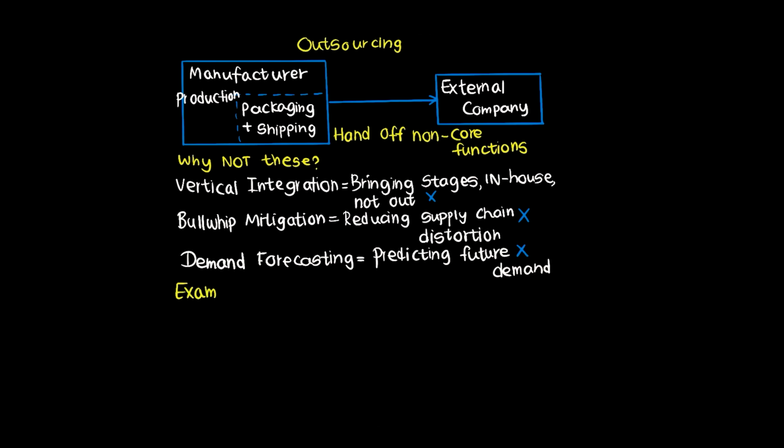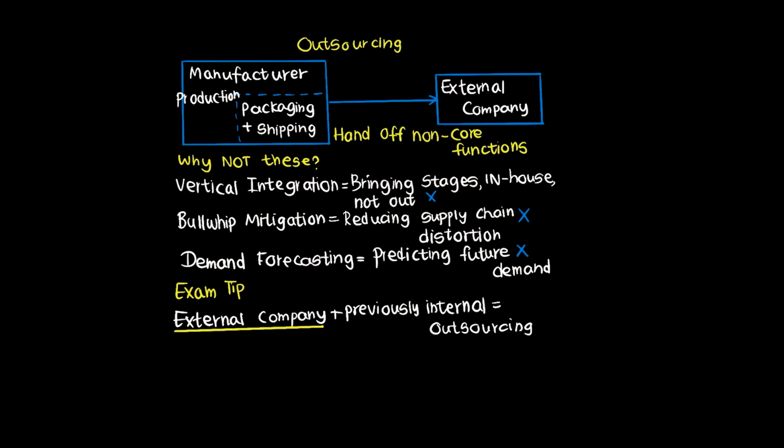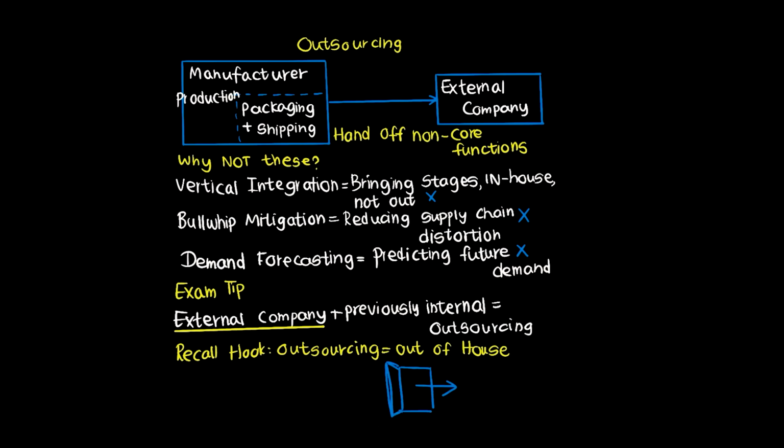Here's a WGU C215 OA exam tip for you. When the question says hiring an external company to handle an internal function, or contracting outside for operations previously done in-house, that is outsourcing. Quick recall hook: outsourcing equals out of house, someone else does it.